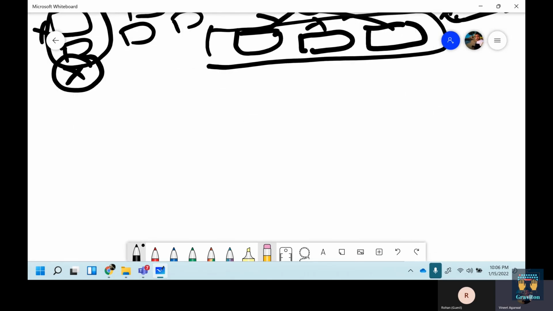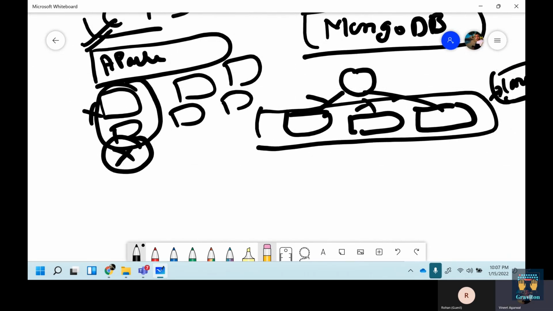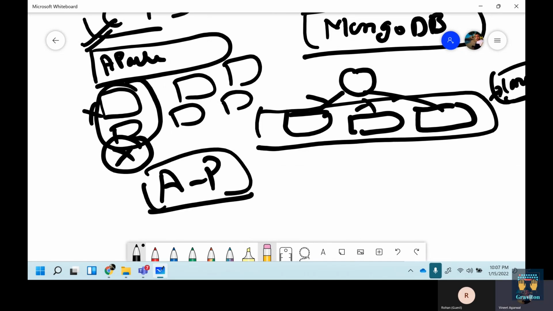The CAP theorem says that at any point of time in distributed computing, you can have either consistency and availability, or availability and partition, or consistency and partition. So these are the two-at-a-time combinations.